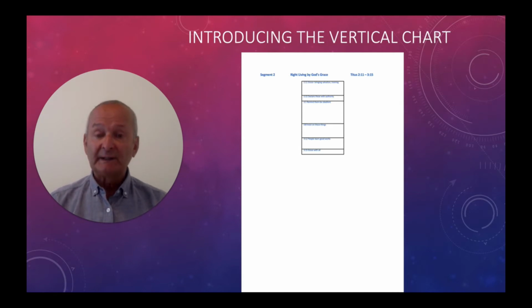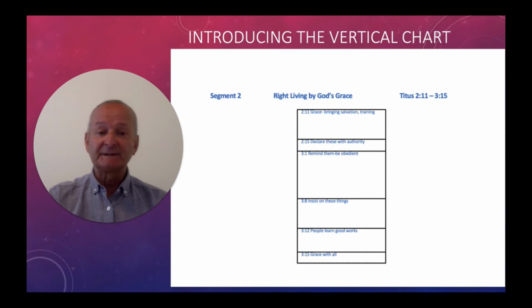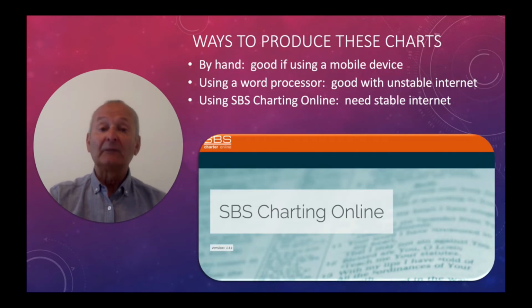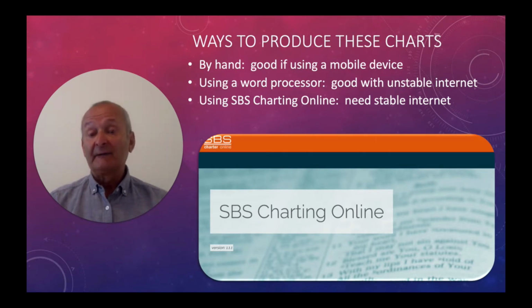And so in the SBS language, every vertical chart is a segment. A segment, a vertical chart, it's the same thing. There we are, just a closer view, if that's easier for you to see. Now, how do we produce this? Well, there's 3 ways.